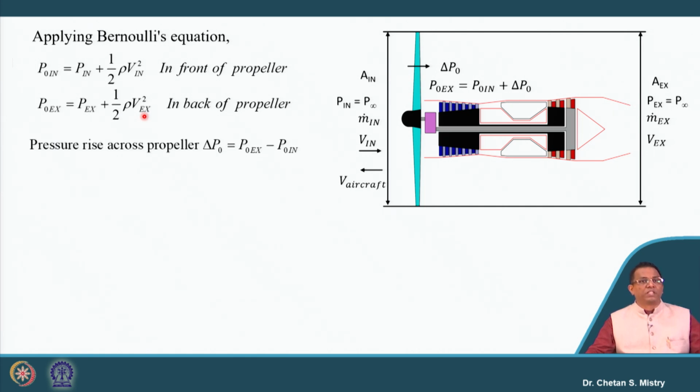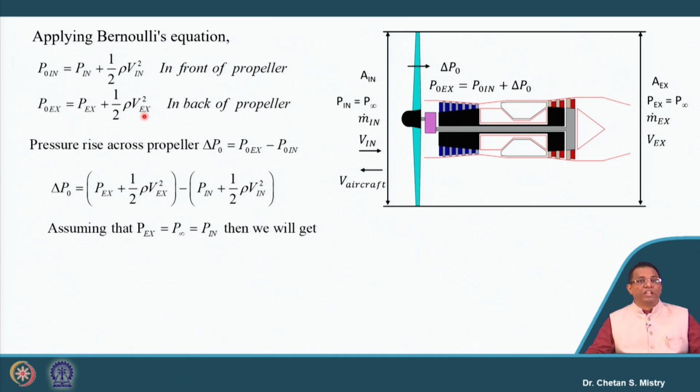Now let's put this as delta P0. This delta P0 is nothing but the outlet pressure minus the inlet pressure. If I represent it in terms of the equations we have, it will be given in this form. Suppose I consider my exhaust pressure and inlet pressure to be atmospheric pressure, then this equation simplifies to half rho times V exit square minus V inlet square.